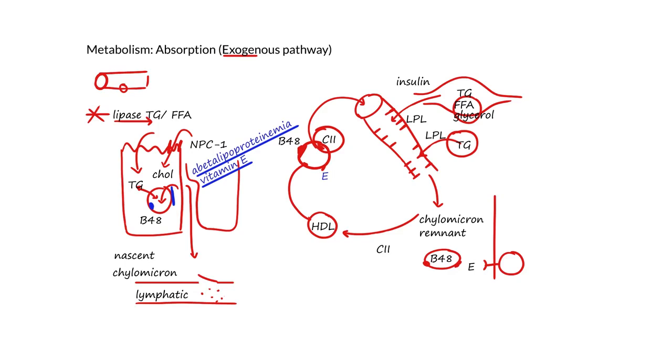The second is going to be any defect in the C2 and the LPL. LPL defects are more common. And this is going to be the basis of the familial chylomicronemia. So we're going to have to talk about that.